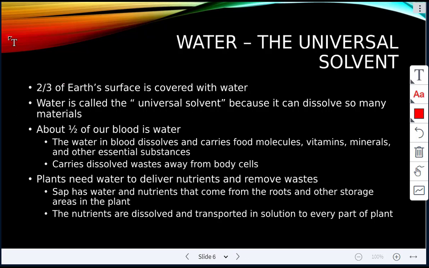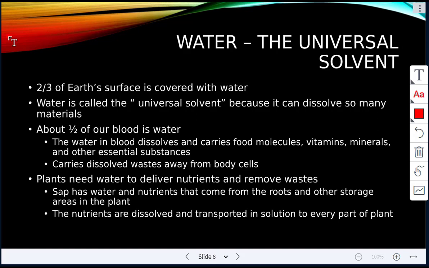Water is also known as the universal solvent. 2/3 of Earth's surface is covered with water, and it's called the universal solvent because it can dissolve so many materials. Looking at human bodies, half of our blood is water. The water in blood dissolves and carries food molecules, vitamins, minerals, and other essential substances as well. It also carries our dissolved wastes away from the body cells.